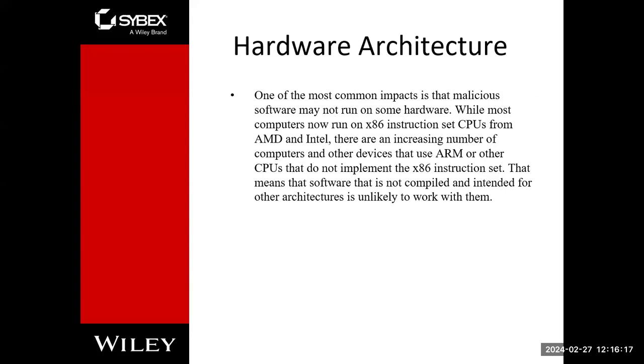So getting into some hardware architecture, one of the most common impacts is that malicious software can infect and make it to where hardware does not operate correctly. While most computers now run what we call x86 architecture, or instructions for the CPU, from manufacturers such as AMD and Intel, there are an increasing number of computers that also run the ARM architecture for the CPU that do not implement x86 instruction sets. So you have some compatibility issues here.